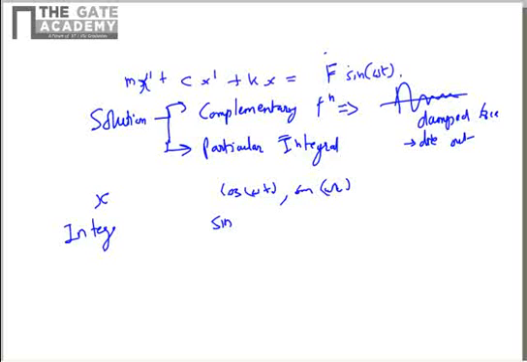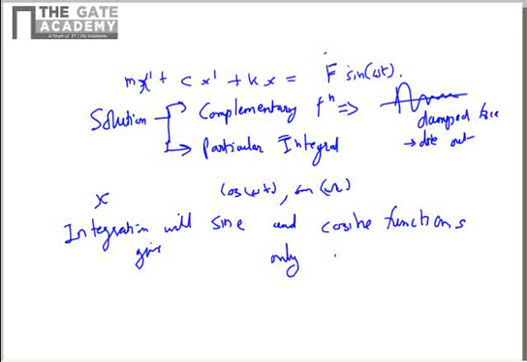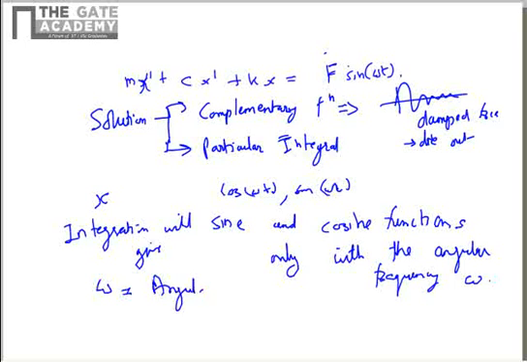Integration will give sine and cosine functions only, or maybe tan or cosec, these kind of functions only, 1 by sine, 1 by cosine, and sine by cosine, trigonometric functions only, with the angular frequency omega. So the solution will have an angular frequency of omega only. Omega, as you remember, was the angular frequency of excitation. That is a known quantity that we are imposing on the system as excitation.